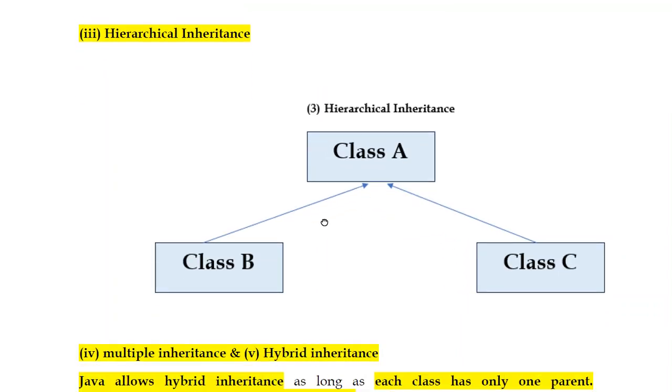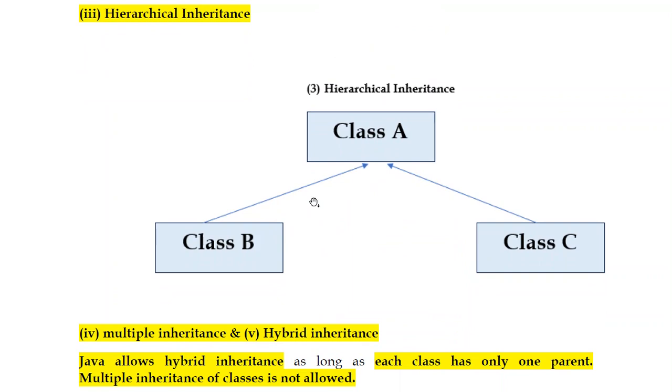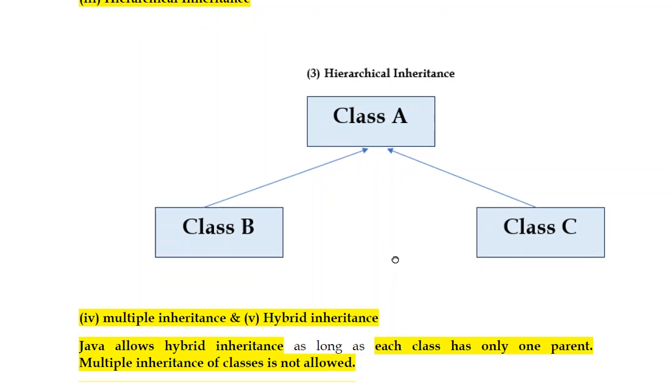Third one, hierarchical inheritance. Hierarchical inheritance looks like a tree structure. So one parent class and then two child classes will be maintained. This order will be maintained. This is hierarchical inheritance. It looks like a tree structure. Two child classes have one parent class. Two child classes have one parent class. Looks like a tree structure.